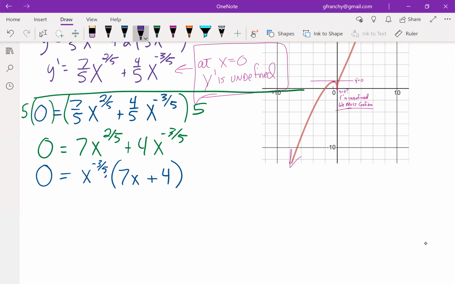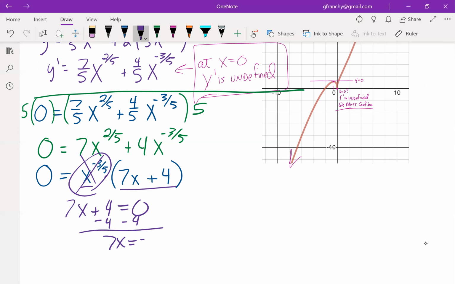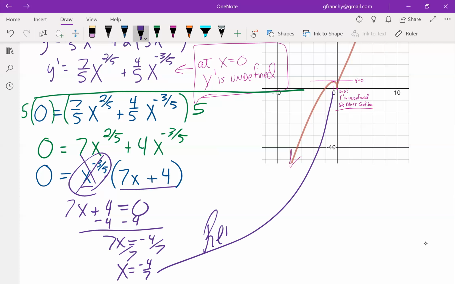And now by the zero product rule, we know that either factor is equal to 0, but we already kind of ruled out that case. So this means that 7x plus 4 has to equal 0. That means 7x is equal to negative 4. That means that x is equal to negative 4/7. And looking back at the picture, that certainly looks reasonable there.